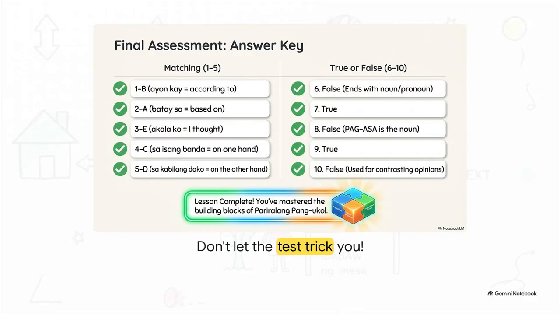Checking the answer key, I really want to highlight the trickiest true or false question here. Look at question 8. It asks if "pag-asa" is the preposition in our earlier example. The answer is incredibly false. Remember the pitfall we discussed earlier? "Pag-asa" is the pangngalan, it's the noun. The preposition was "ayon sa." Do not let the test trick you into circling the noun when they are specifically asking for the preposition.